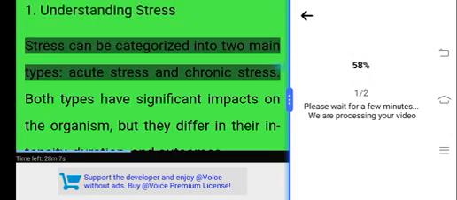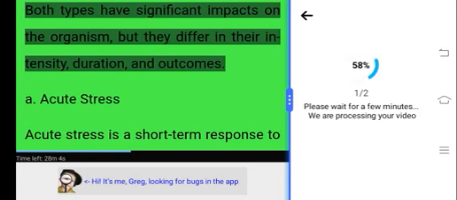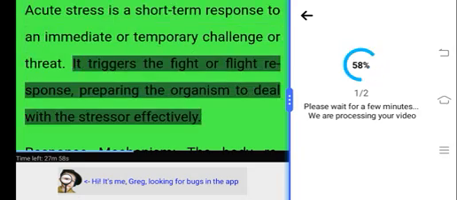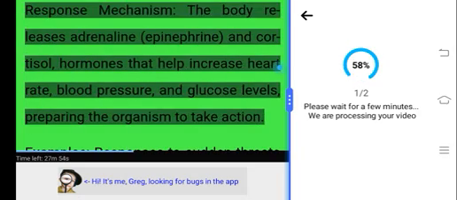1. Understanding stress. Stress can be categorized into two main types: acute stress and chronic stress. Both types have significant impacts on the organism, but they differ in their intensity, duration, and outcomes. A. Acute stress. Acute stress is a short-term response to an immediate or temporary challenge or threat. It triggers a fight or flight response, preparing the organism to deal with the stressor effectively.